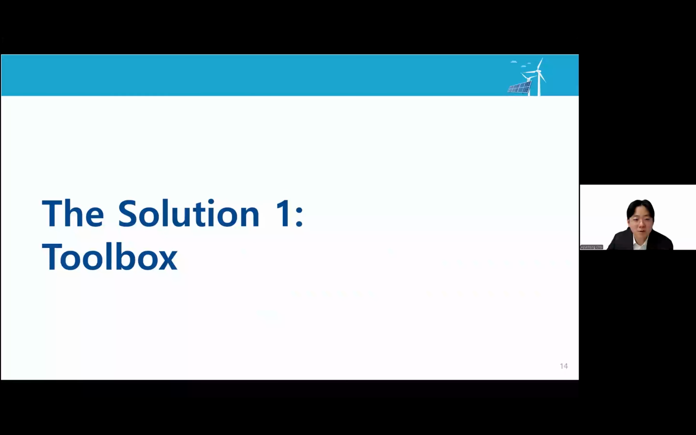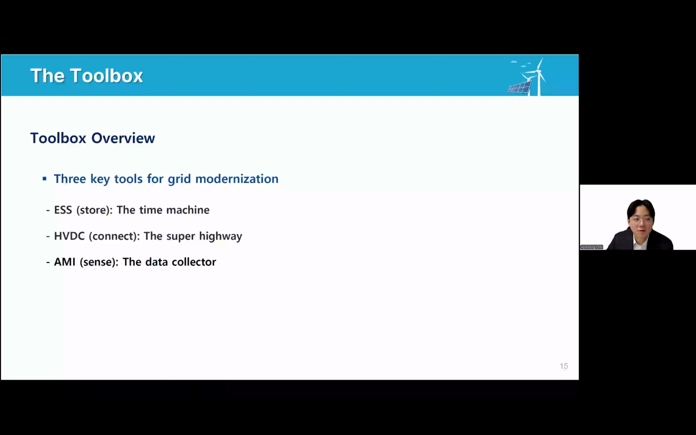So to solve the previously mentioned problems, we need a toolbox, which is the first part of our solution. In this section, we focus on three key tools for grid modernization: ESS to store energy, HVDC to connect grids, and AMI to collect data. These tools can be explained as key hardware technologies that can be used for grid modernization and realizing smart grid.